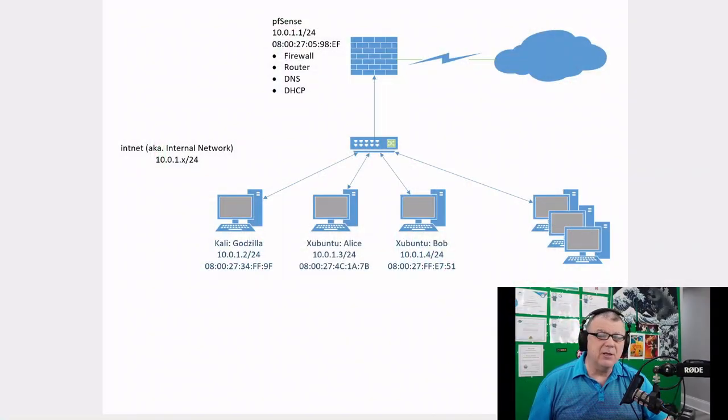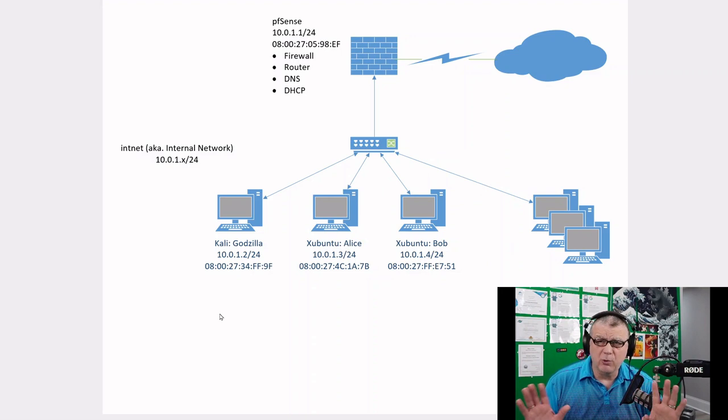All right, here's my little network. Real quickly, this is a little test environment that I use. Up here I have a firewall. The network is on 10.0.1, and the IP address for the firewall is 10.0.1.1. Then I have a series of computers down here.